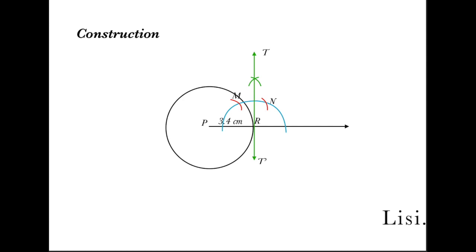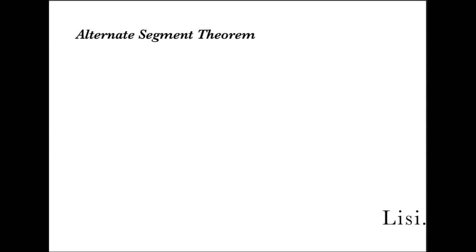Clear, girls? Hope you have understood it. Next, we'll construct a tangent to a circle using the alternate segment theorem. Just the statement alone will explain it.